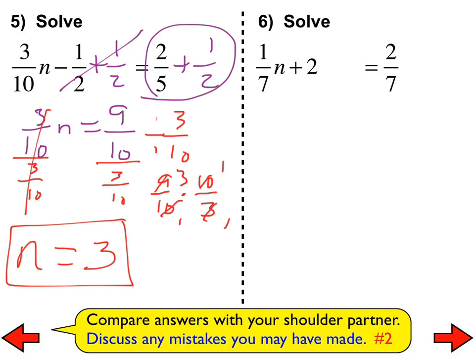All right. Number 6, same thing. Subtract 2 from both sides. I wanted to make 0 right there, and I did. On the left-hand side, I have 1/7 n. On the right-hand side, I need to find a common denominator and do all of that stuff. But when I subtract those two numbers, I end up with negative 12/7. Negative 1 5/7, which is negative 12/7. Okay? I now need to divide both sides by 1/7.